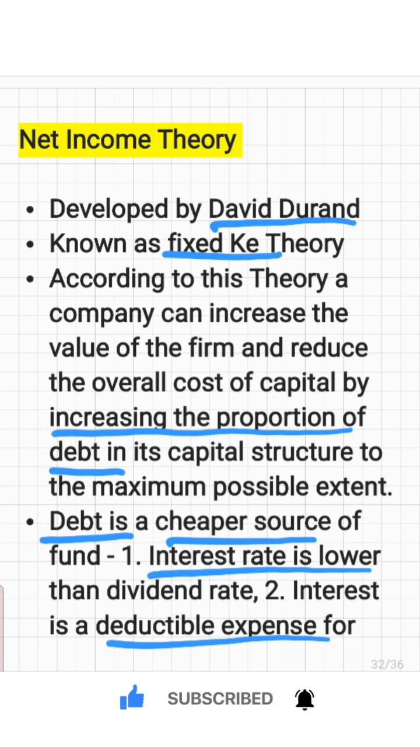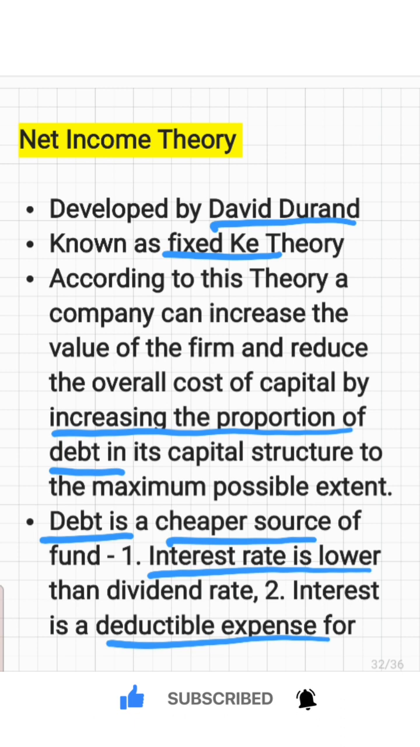According to this theory, we need to increase the proportion of debt to reduce the overall cost of capital and increase the value of firm. So we need to increase the proportion of debt in its capital structure to the maximum possible extent. Debt is a cheaper source of finance for two reasons. The first reason is that the interest rate is lower than the dividend rate, and the next reason is that interest is a deductible expense for income tax purposes.